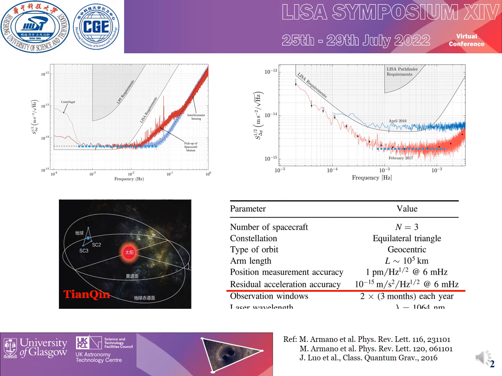the pressure. For the geodesic gravitational wave detection mission Tianqin, the residual acceleration of the gravity reference should be lowered to 10 to minus 15, which is a little bit lower than the requirement of LISA and the result of LISA Pathfinder. So the Brownian noise in Tianqin should be further investigated.